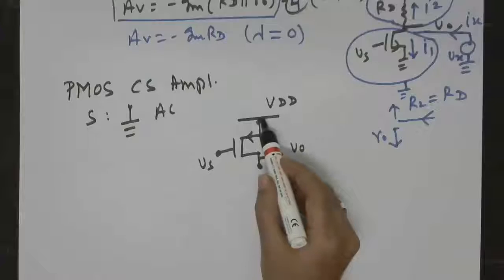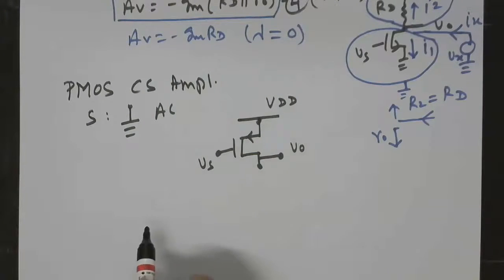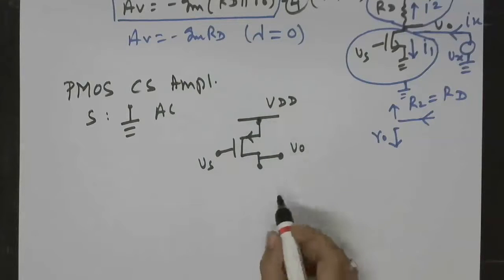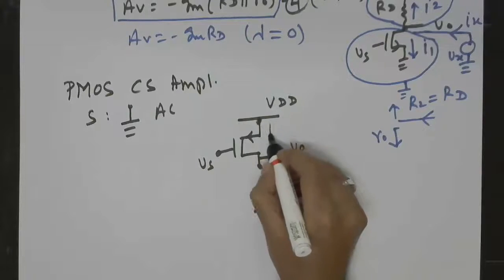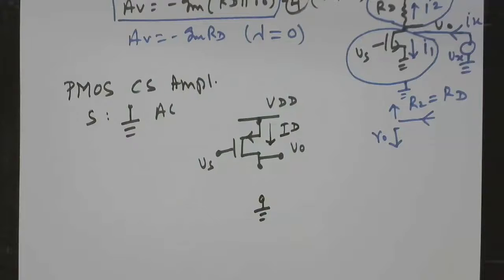Now there will be drain current flowing through this because of the DC available at the gate. So we should provide a path from this DC source to the ground. That means there should be a ground here, and there will be the DC current ID flowing through it.